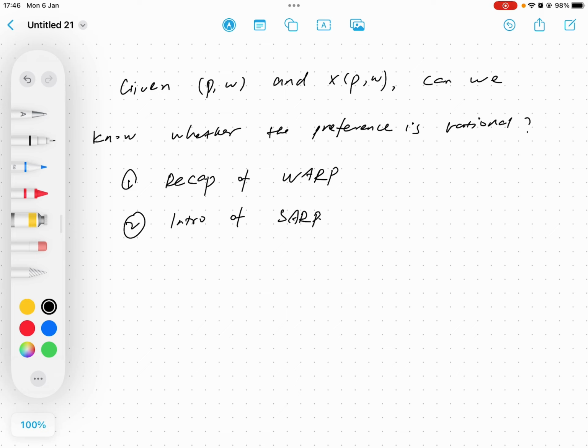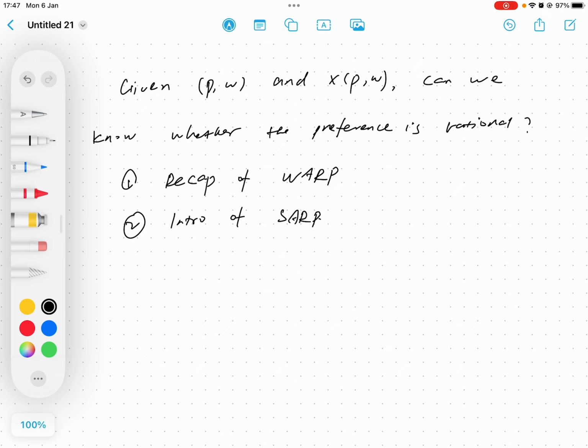Previously, in the second chapter of the textbook, we introduced the WARP. Given a Walrasian demand function which satisfies the weak axiom of revealed preference, that is a weaker version of what we're going to introduce today, the stronger axiom of revealed preference. They are equivalent to each other when the dimension is 2, but beyond dimension 2, this stronger version, SARP, will be stronger than the WARP.